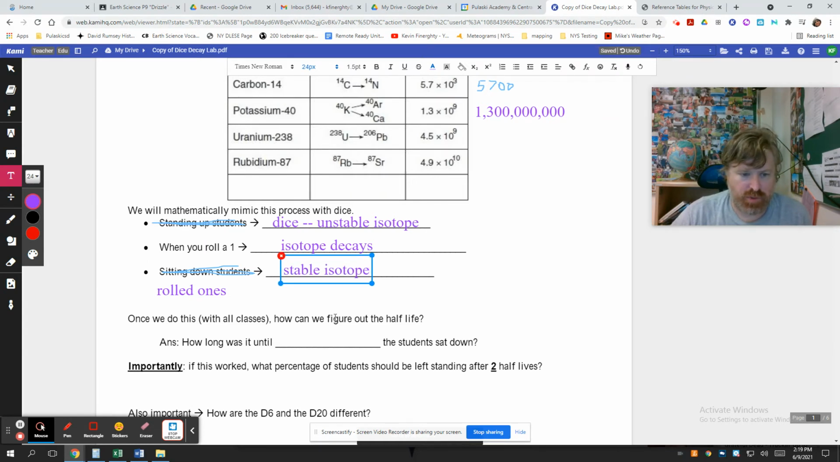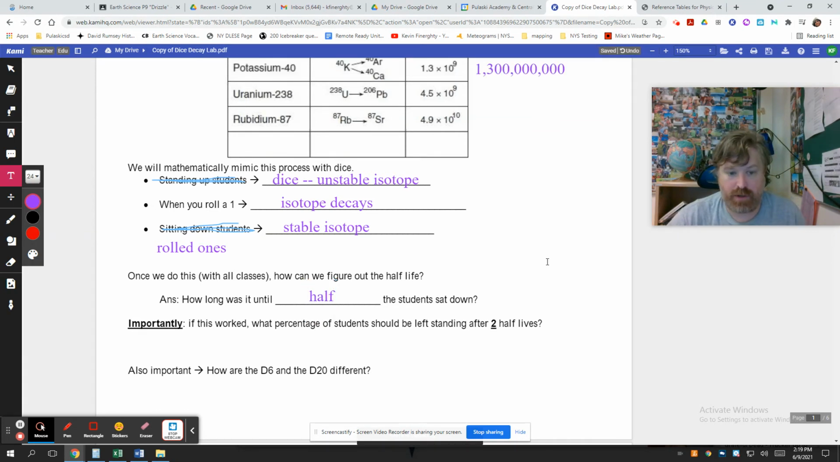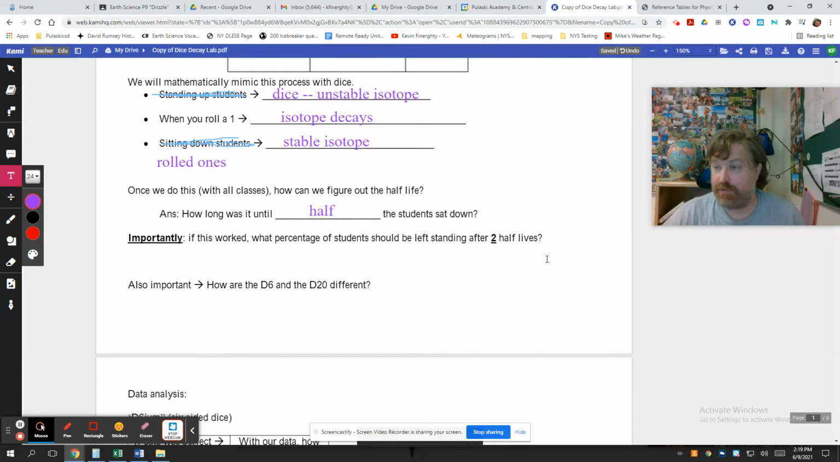All right. So once we do this, how can we figure out half-life? Well, the answer is, how long is it until half of the students sat down or half of the dice decayed? Now I've done it already. I did it maybe 5-6 times. I taped one of them. I was going to try to tape it and have you guys write down the numbers as you go, and it wasn't working. It was chaotic. Plus, once I did it, I realized I probably want to do this a bunch of times and get averages, which is going to make a lot more sense. So I've done that already.